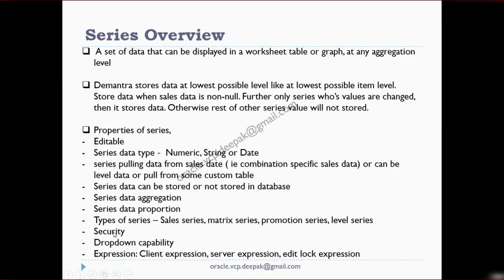Now we can have security, where some series values should be shown to only certain users. For example, profit will be shown to the finance controller or some directors, but it will not be shown to the demand scheduler. So that security can be applied. And then we can have a drop-down capability. It's not that the series will have only numbers; we can have some drop-down options as well.